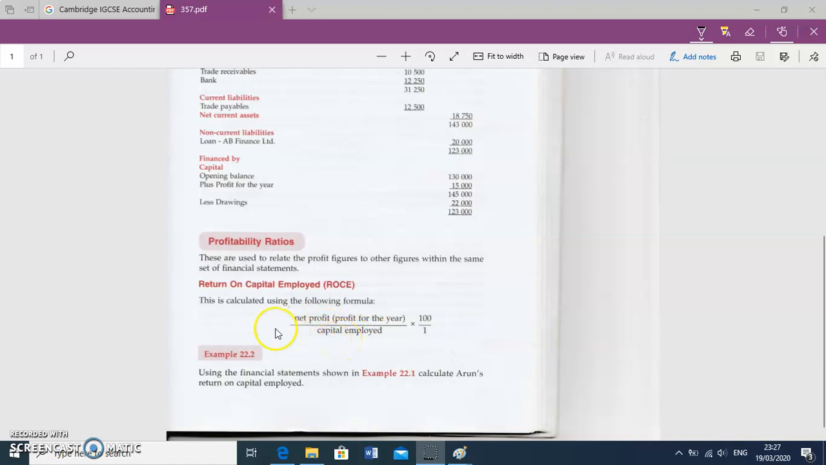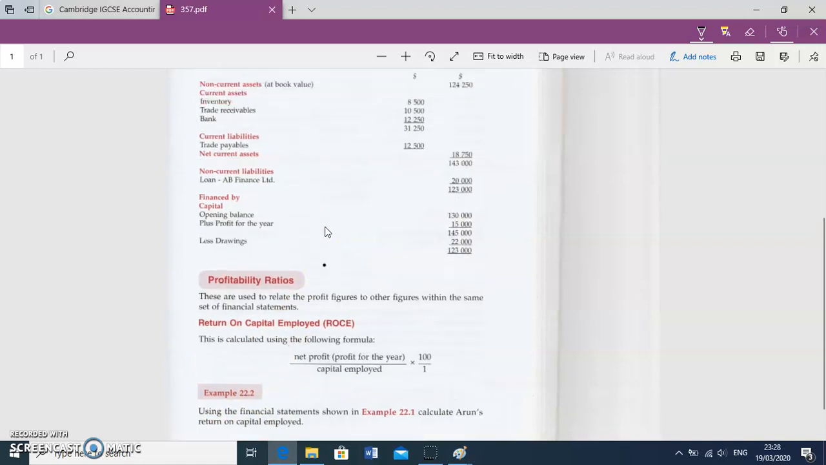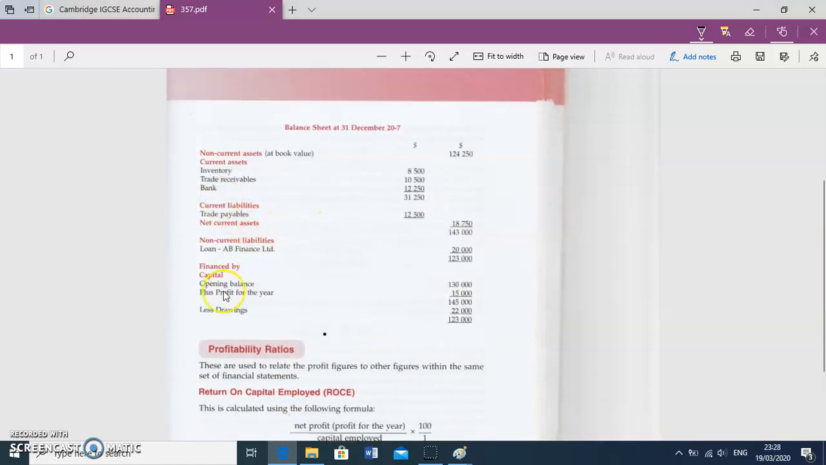In your textbook, in example 22.2, the balance sheet is given to you. You have the total capital, which is the opening balance of the capital plus the profit of the year minus the drawings made by the owner. So this is the net capital for the year. Adding to it the long-term loan, which is $20,000, the total capital employed will be 123 plus the 20, 143.